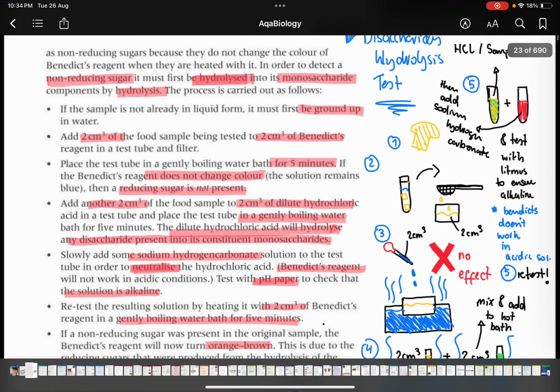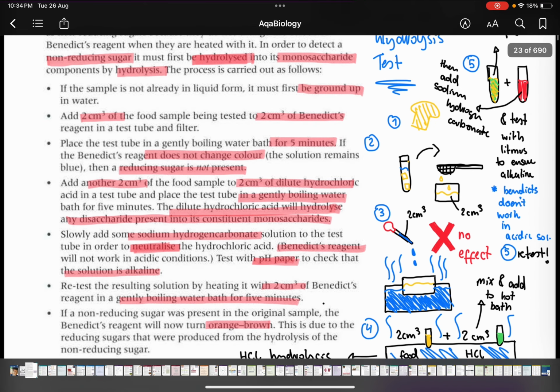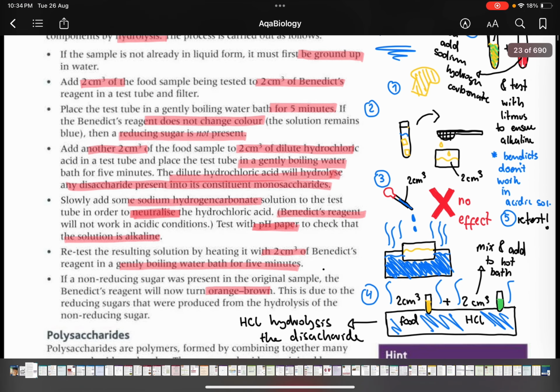Now the process carries out as follows. If the sample is not already in liquid form, it must be ground up. Pretty logical, I suppose. We add 2 cm cubed. It really doesn't matter the quantity, honestly. Just say equal quantities of the food sample to Benedict's reagent. Test, heat it up in the water bath. If no color change is observed, then we have to do the following. You're going to first make sure that no color change is observed, because it's such a wastage of time if it was a reducing sugar and you've gone through all this process and you could have just done the reducing sugar test, right?